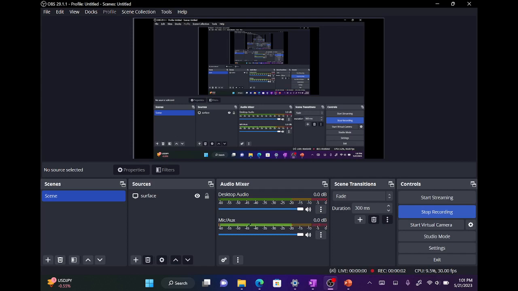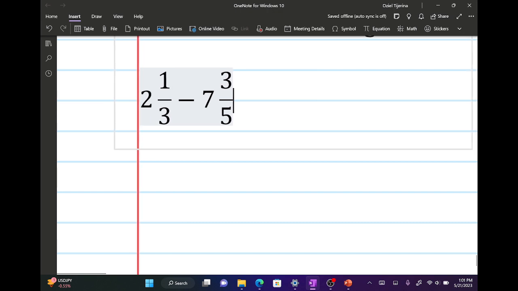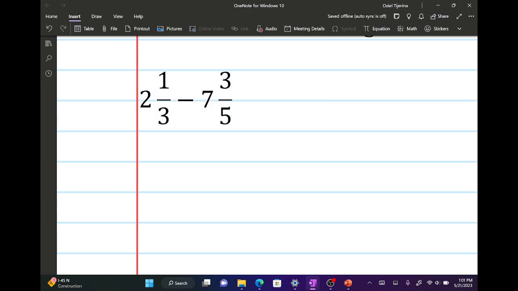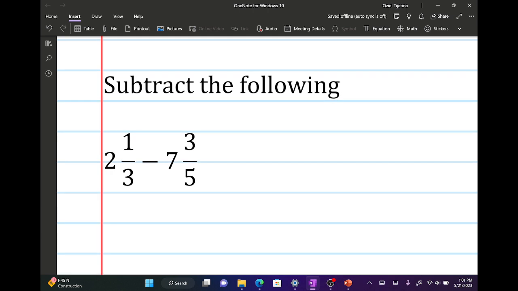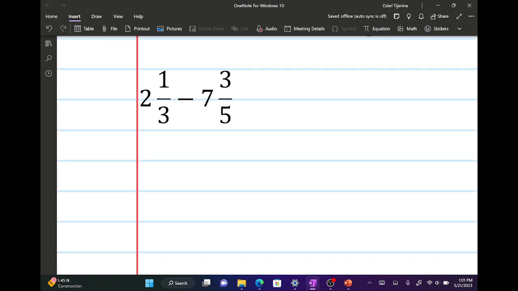Okay, so hello guys. This is going to be another example of how to subtract mixed numbers. This time we have 2 and 1/3 minus 7 and 3/5. This is a little different than adding. You have to be careful with positives and negatives. It still goes the same as adding: I'm going to turn these two into improper fractions.